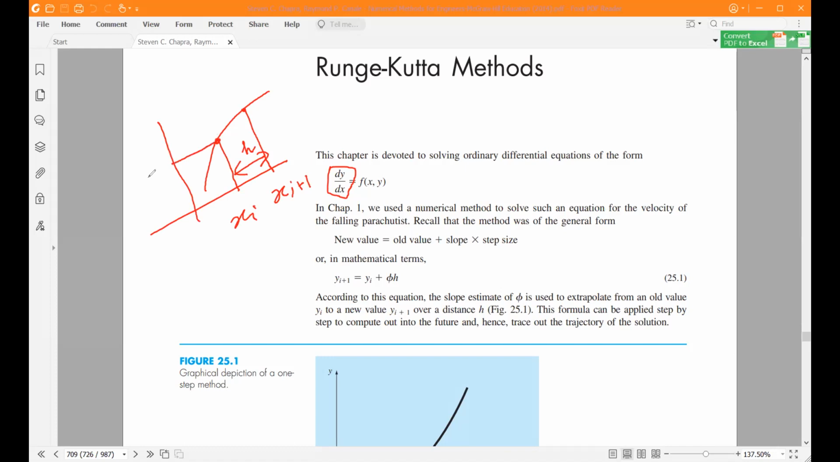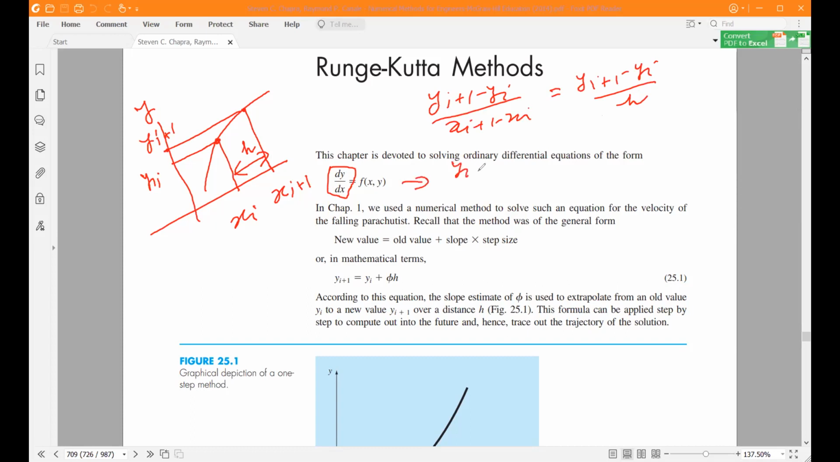Yes, sir. If the value of your function, say this is y, is known to you, this is yi, and this is your yi plus 1, then this derivative can be approximated as yi plus 1 minus yi divided by xi plus 1 minus xi, and this is the step size h. Now, if we put this there, it will be equal to yi plus 1 minus yi divided by h, is equal to f.